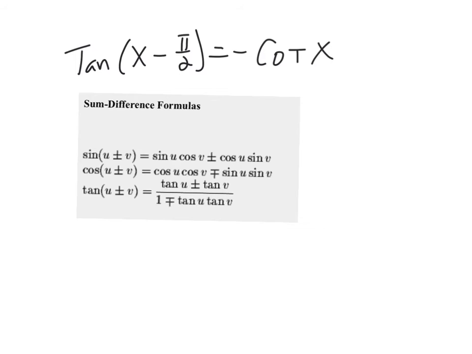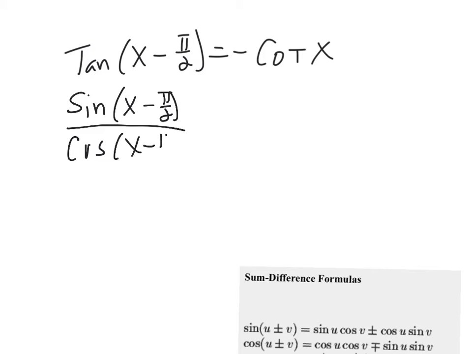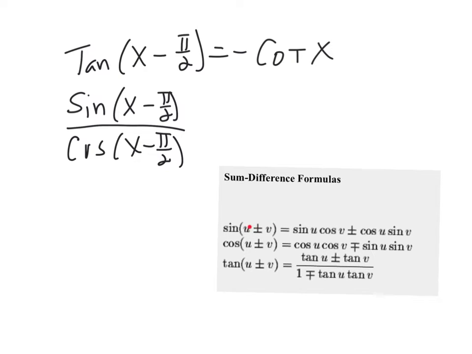So let me move this out of the way, and I'm going to just work on the left. And I'm going to rewrite this as, we know tangent is sine over cosine. So I'm going to write sine of x minus pi over 2 over cosine of x minus pi over 2. And then if I take a look at those identities, I see for the sine, the angle difference formula, I go with the bottom track.